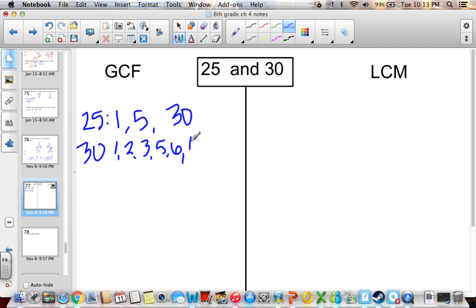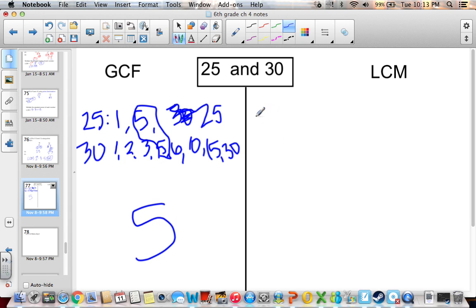6, 10, 15, and 30. And this should not be 30. This should have been 25. So our greatest common factor that we can see, the only number that we have in common is 5. So GCF is 5.